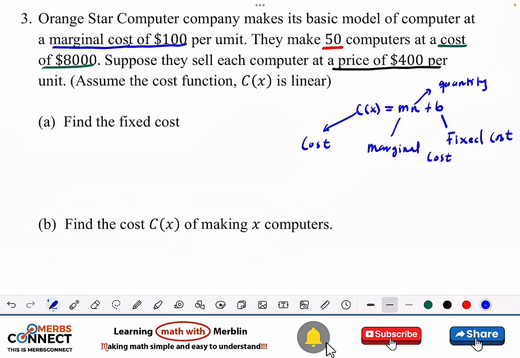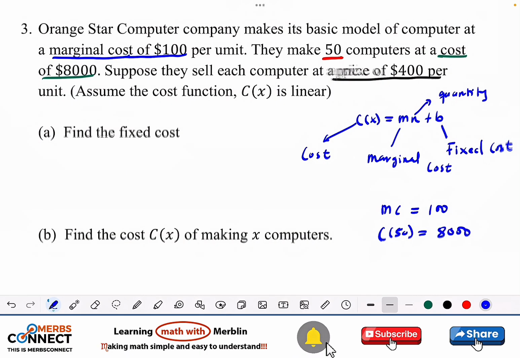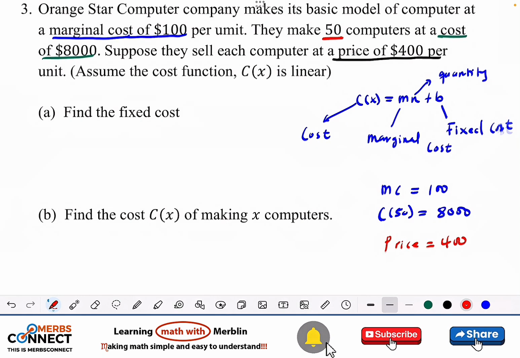So we are given the marginal cost, right? So marginal cost, MC, is equal to 100. We are also given the total cost, right? So the total cost, that is 50 computers of this, it means that the total cost, which is this, is equal to 8,000. And then we are given price. Price is also equal to $400.